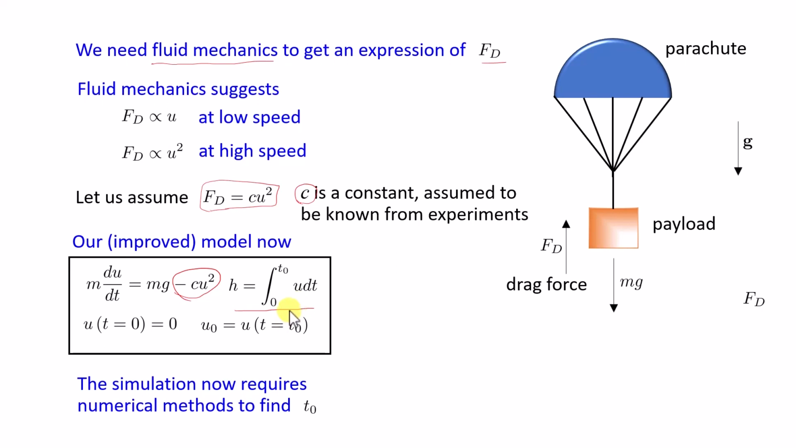So you need the numerical solution to calculate t naught, even though you will be able to solve this ODE analytically. Of course, once you get the t naught, u naught is simply a calculation of u at t equals t naught. So that is once again analytical. But at least getting t naught, I believe that you have to do it numerically.